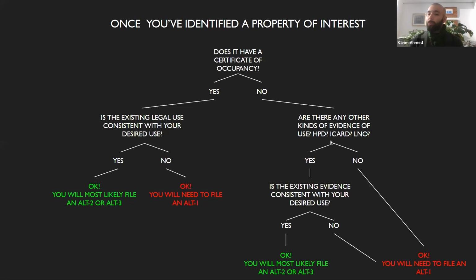Once again, if you have these evidences, if they're consistent with the desired use, you'll probably be able to get away with an alteration type 2 or type 3. The Department of Buildings might nag you a little bit about it, but generally speaking, you'll be able to get it through. If it is inconsistent, or if you cannot find this evidence, you're going to have to file an alteration type 1.